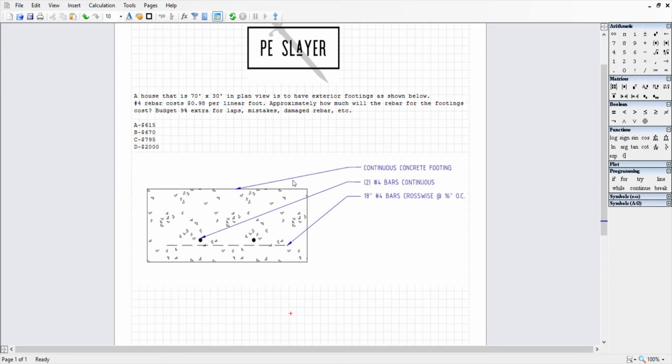So here's a cross section of our footing, and it looks like we have a couple of number 4 bars that are going to run continuous in this footing, and then this dashed line right here is a crosswise rebar that they'll space, it looks like, every 16 inches, and it is 18 inches long. Those crosswise rebar are. So it's not too difficult of a question, but let's go through it.